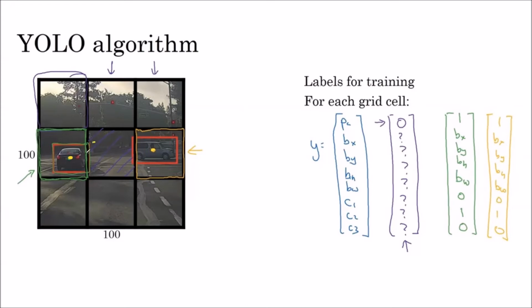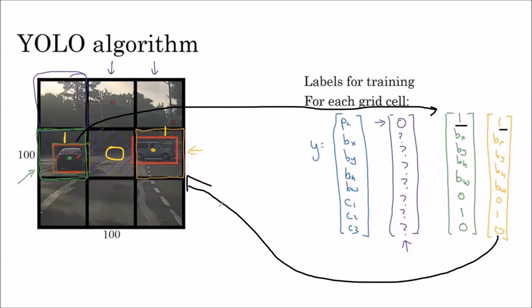So even though small fractions are present in this grid, it will be considered as there are no cars in this grid. And here the center is present, so there is 1 car. Here the center is present, there is 1 car. And the output labeling of Y is given like this: 1 1 1 1, because this is the Y for the left car and this is the Y for the right car.